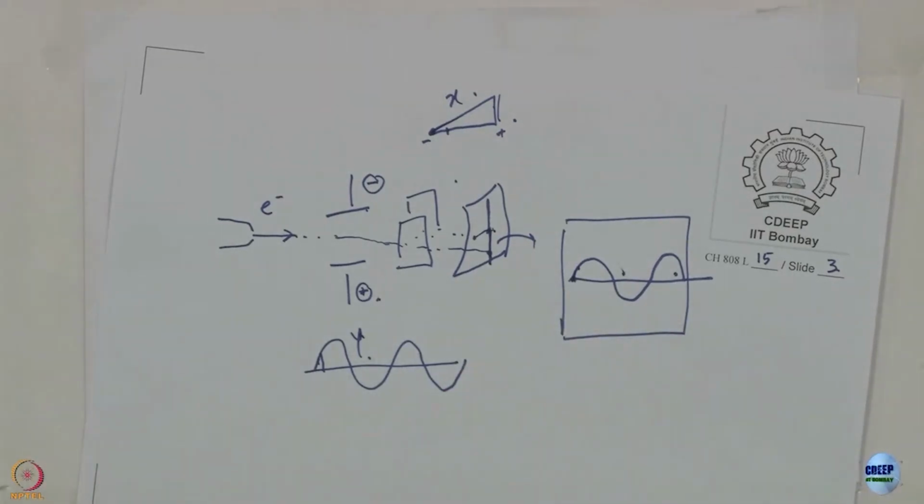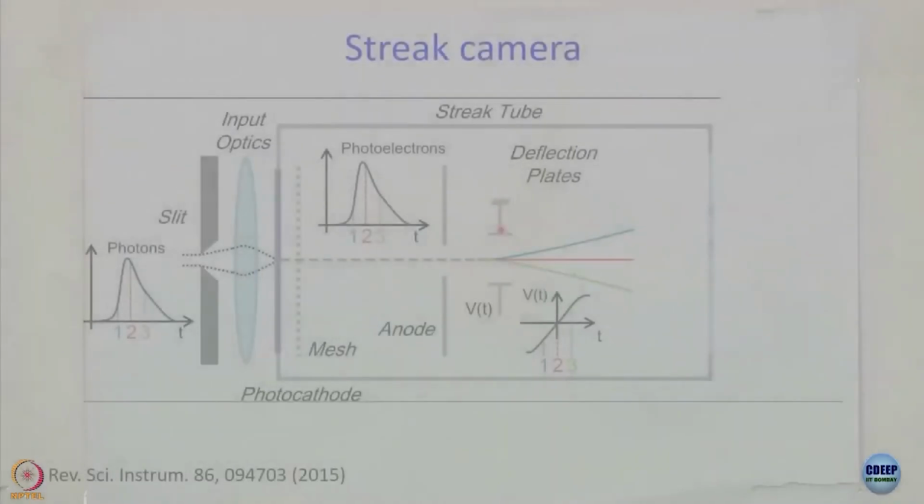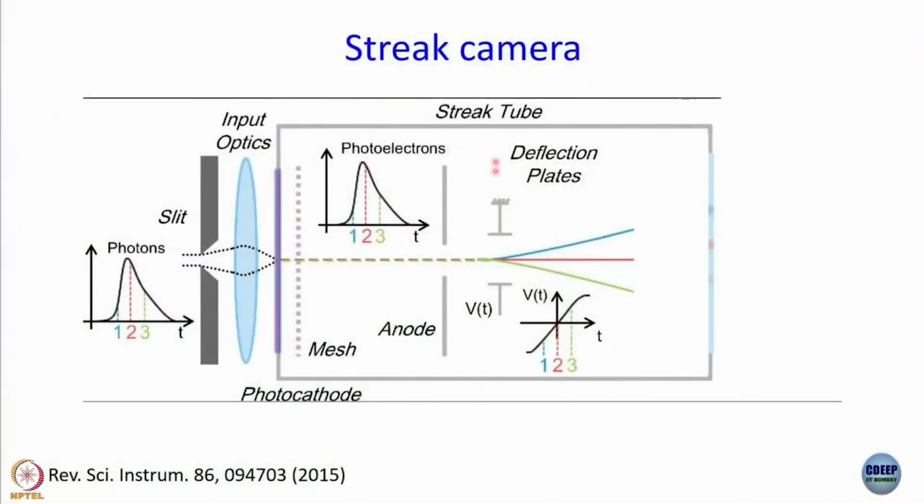Now, let us get back to this. Here what you have is these deflection plates, pretty much like what you have in the oscilloscope, and the way it is drawn here, they are top to bottom vertical like this. The voltage that you apply there looks like an ogive.